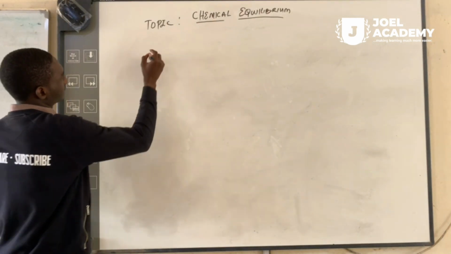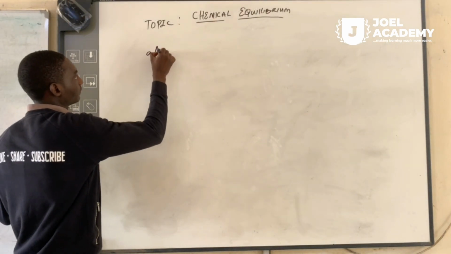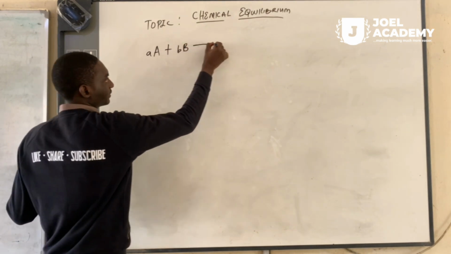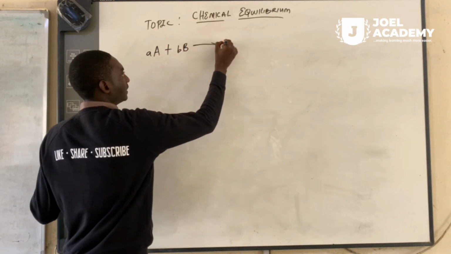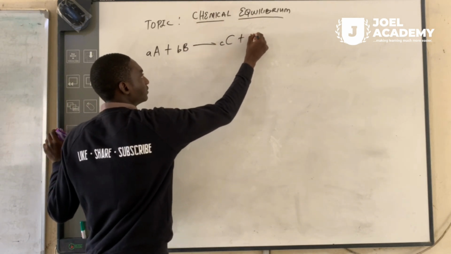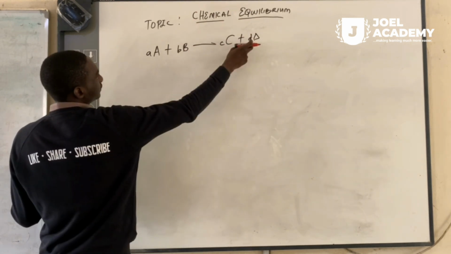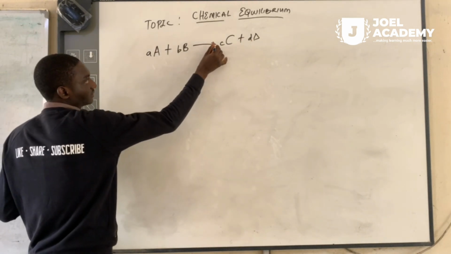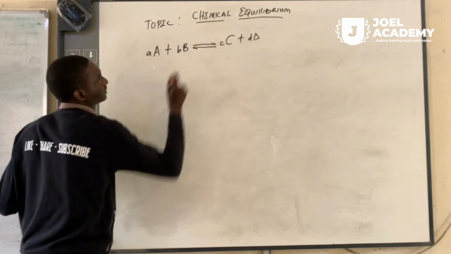Now let's consider this. aA plus bB is reacting to give cC plus dD. And also, these ones are the products and these ones are the reactants. They can react back to give this.